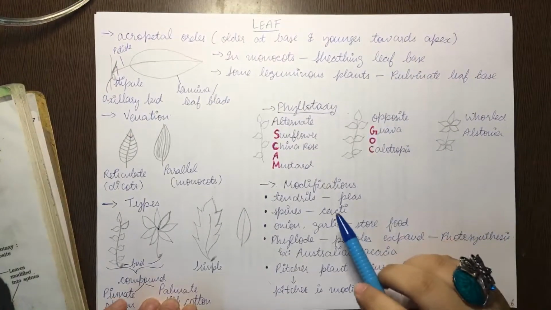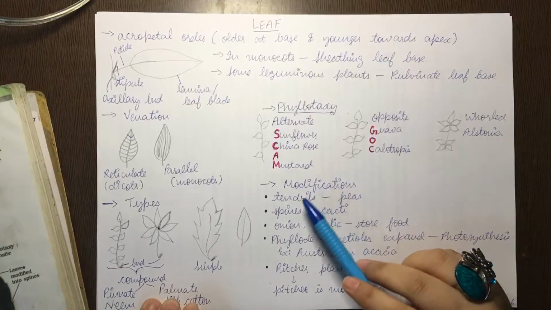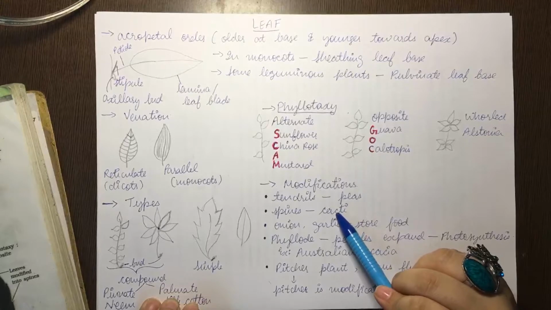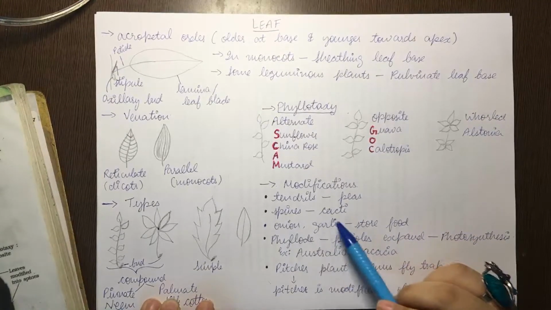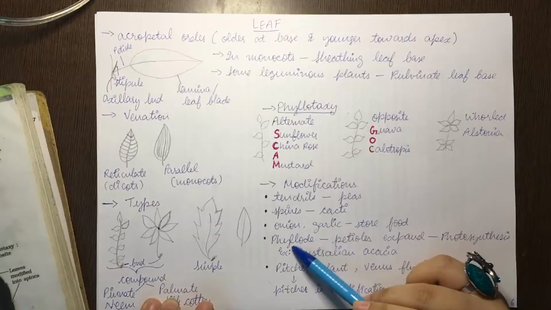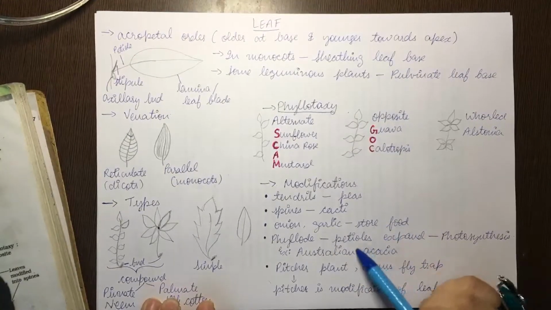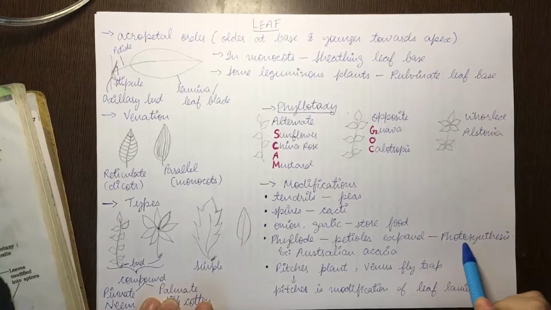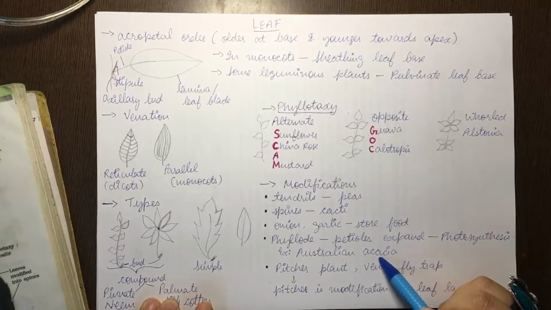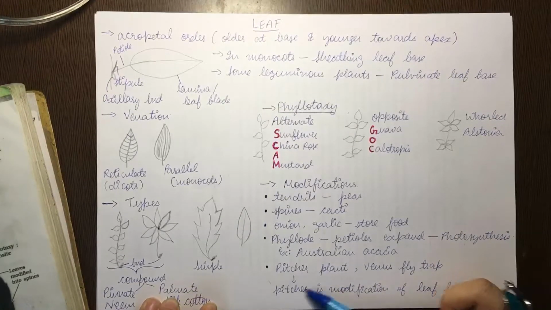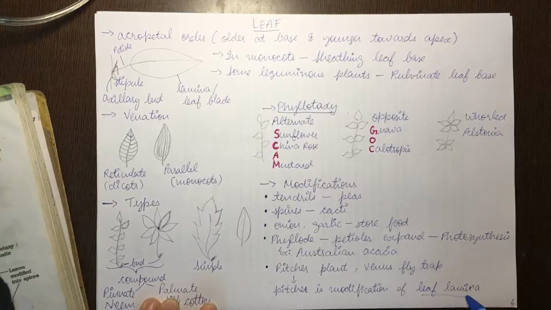Now the modifications. If the leaf is modified into a tendril, example peas, spine, cacti, and onion and garlic, here the leaves store food. Now phylloid. In this, the petioles expand and they undergo photosynthesis. Example: Australian acacia. In pitcher plant and Venus flytrap, the pitcher is modification of a leaf lamina.